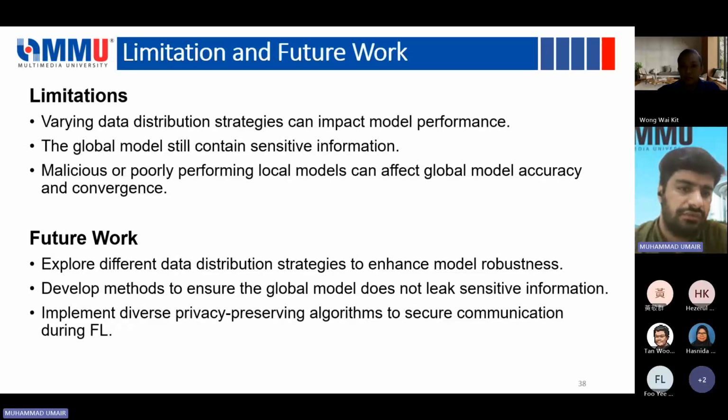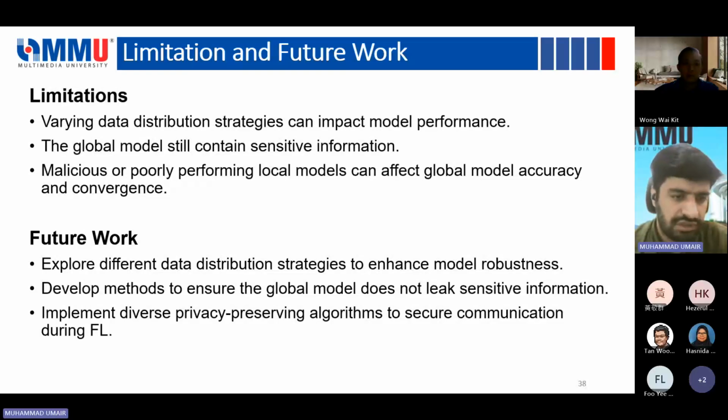The limitation and the future work: the limitation is that we have distributed the dataset balanced, with an equal number of samples to each of those clients. Varying data distribution strategies will impact the overall global model performance. And the global model still contains sensitive information, and maliciously or poorly performing models can further affect global model convergence.